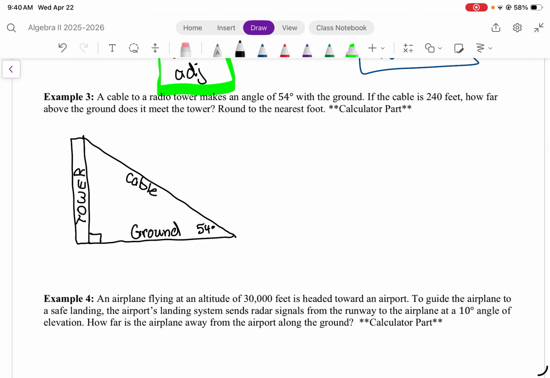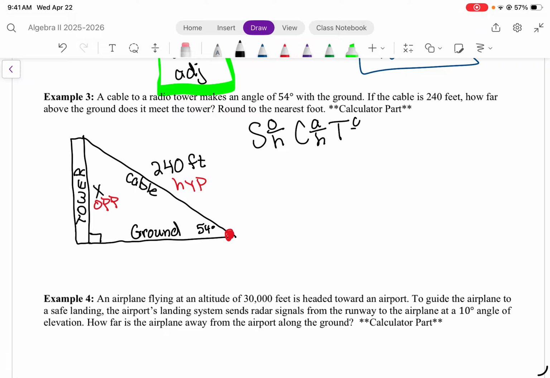If the cable is 240 feet, so my cable is the hypotenuse, I'm going to label that 240. How far above the ground does it meet the tower? So that's going to be the height of this triangle. And they, again, want us to round to the nearest foot. So if I'm using this angle, 54 degrees, the x is my opposite side, and 240, the cable, is my hypotenuse. So if I look from SOHCAHTOA, the one that uses opposite and hypotenuse is sine.